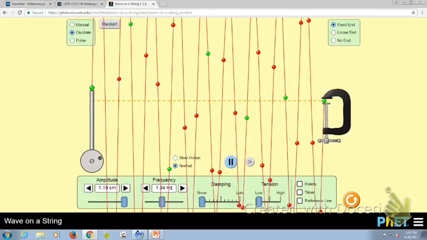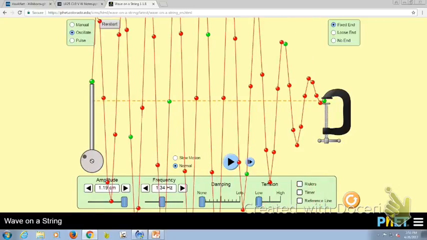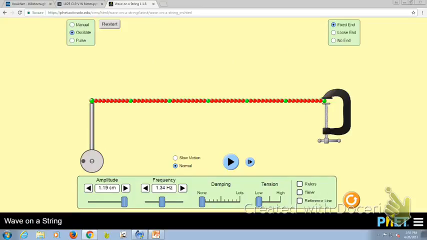This might not work so well. Let's stop it. And let's reset. So I might not be able to do this. We'll see how it goes. I'm going to turn this up a bit so that I get things going faster. You're not going to be able to see that so easily.